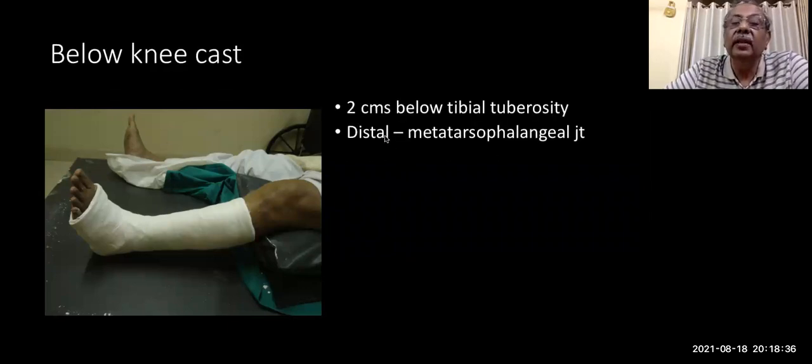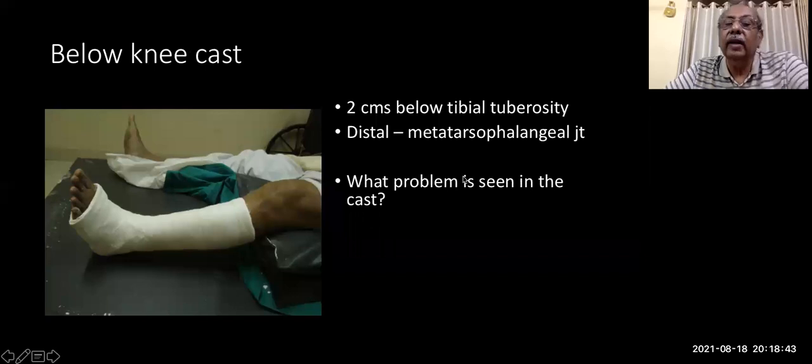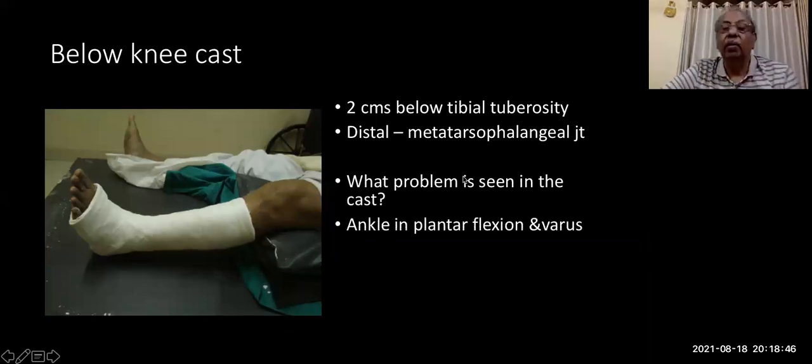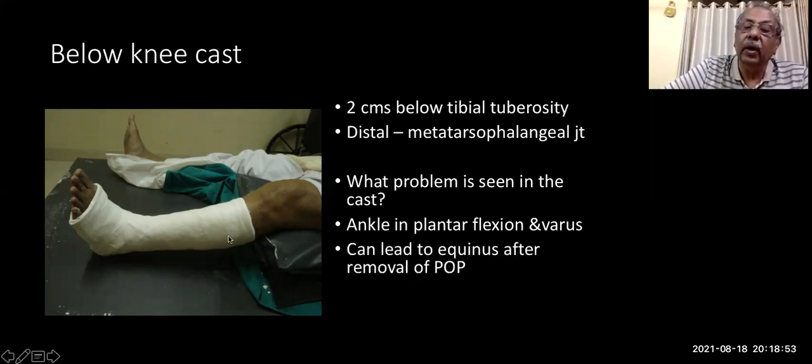This is a below knee cast. The extent is 2 centimeters below the tibial tuberosity and distal to the metatarsophalangeal joint. The problem is usually the ankle in this cast; you can see the ankle is in plantar flexion and in varus. This can lead to equinus after removal of plaster. So if a BK cast or an AK cast is given with the ankle in equinus for a prolonged period, it will produce equinus deformity, which is difficult to correct.